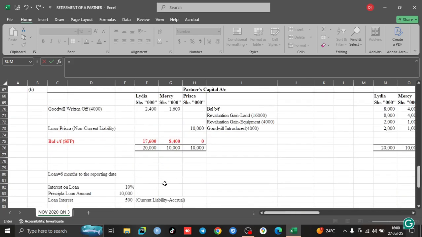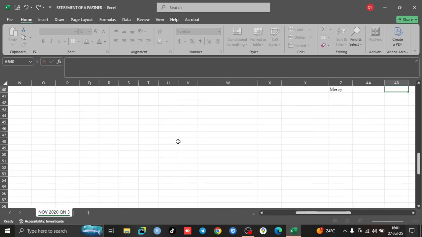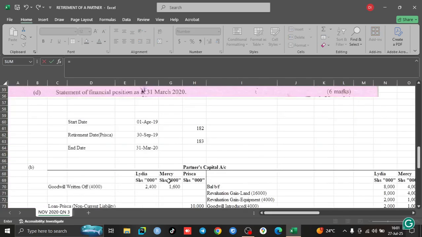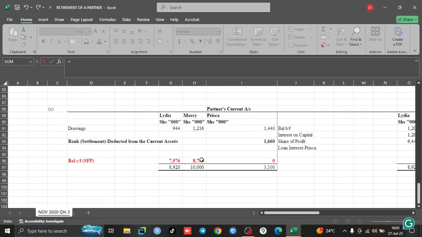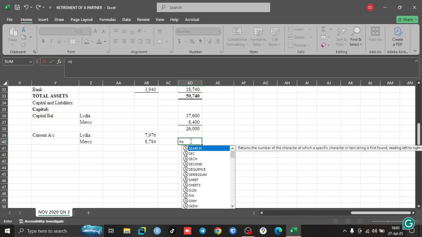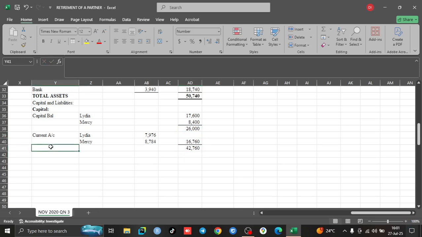For Priska, the amount due to her in terms of her current account is 79.76. For Mercy, the amount due to her is 87.84. So we get that total as well, which we are going to include here so that we can get the total capital. So that's what we get. So that's our total capital.